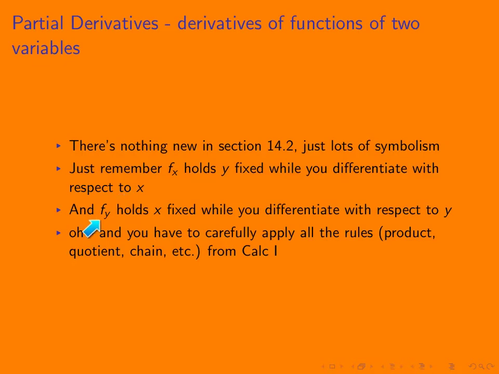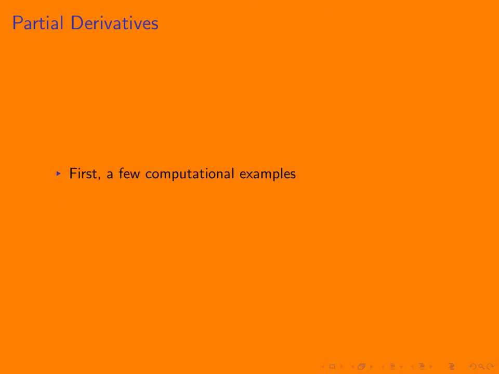When you're finding the partial with respect to y, you hold x fixed and you differentiate with respect to y just as you would in Calc 1. And of course, just as you would in Calc 1, remember that you have to carefully apply all those rules, the product rule, the quotient rule, the chain rule, etc. So we're just going to carefully do a couple examples, some computational examples.